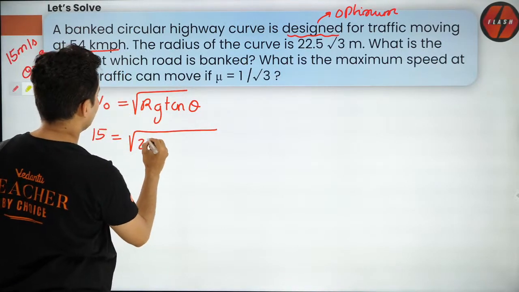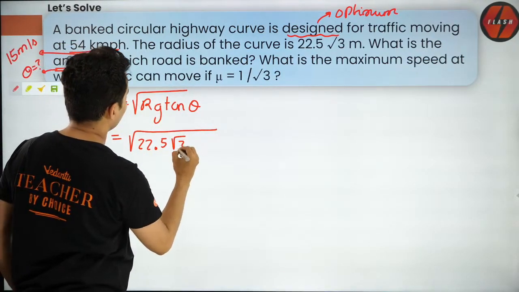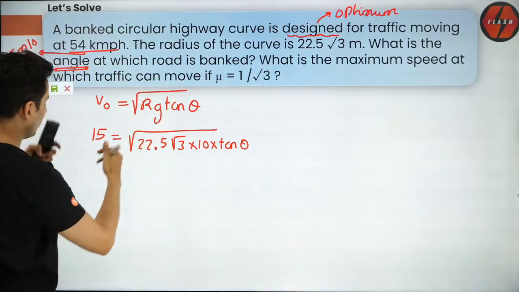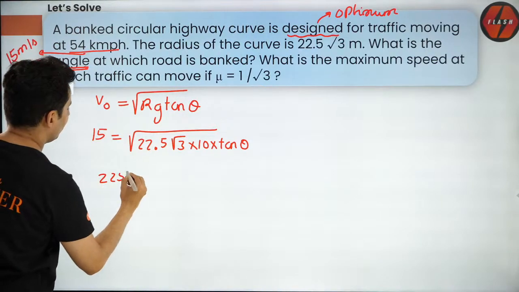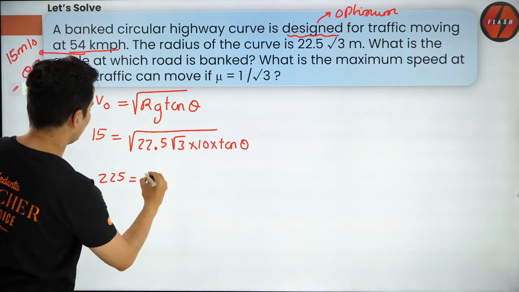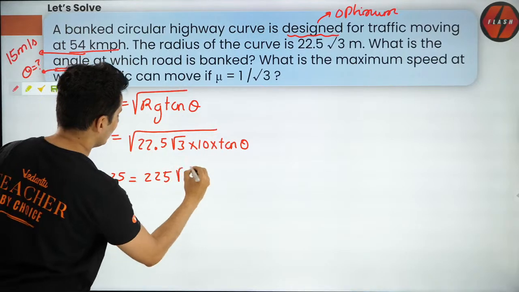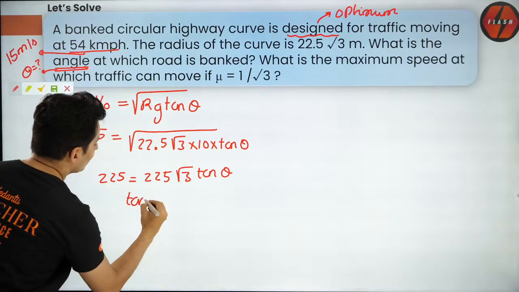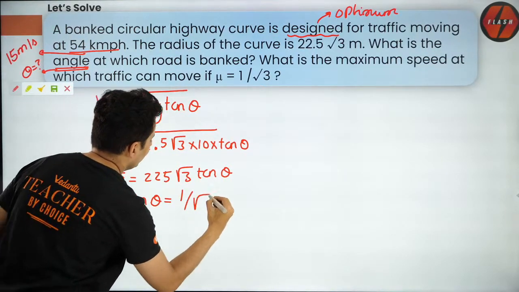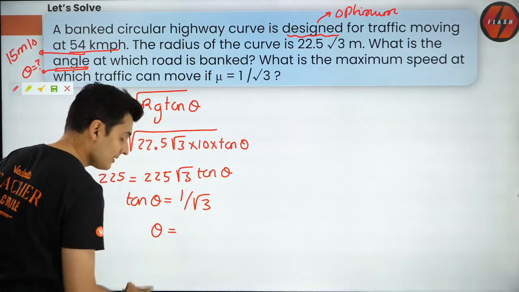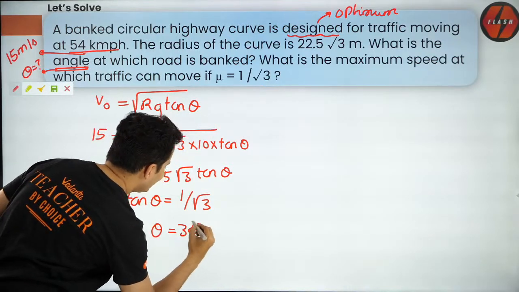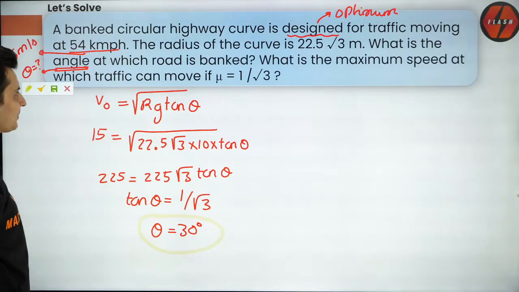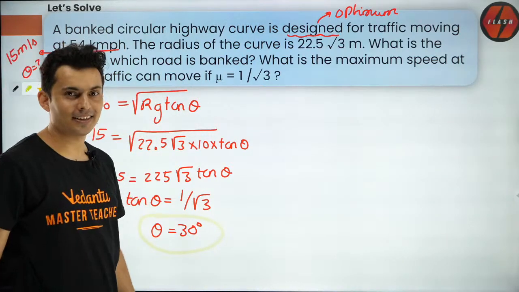Radius is 22.5 root 3. g is 10 into tan theta. Square both sides. 15 square is 225. 22.5 into 10 is again 225 root 3 tan theta. 225 goes. So tan theta will be 1 by root 3. So what will be theta, guys? It will be 30 degrees. So that is the angle at which the road is banked. That's the first part of the answer.